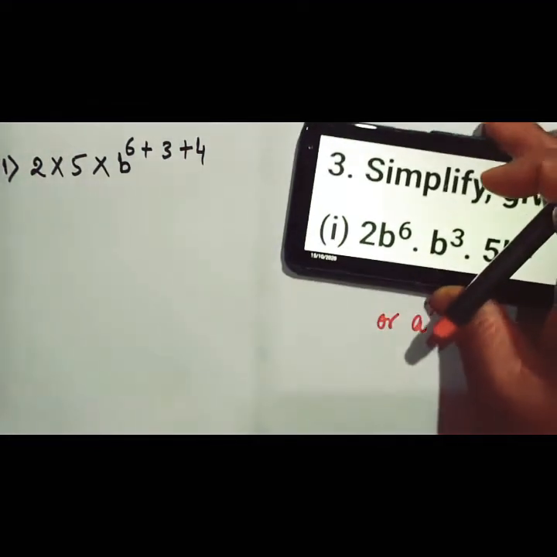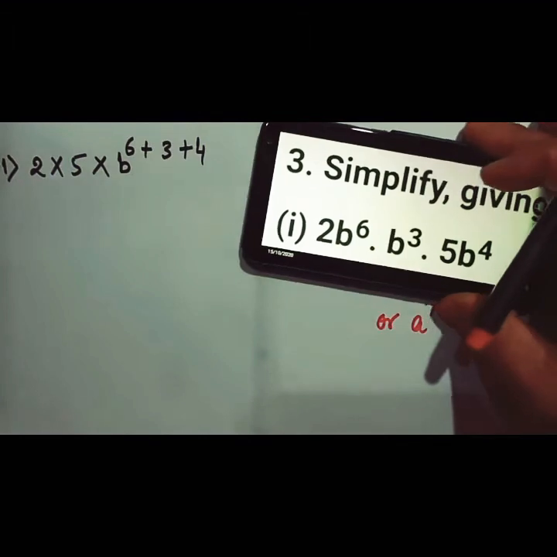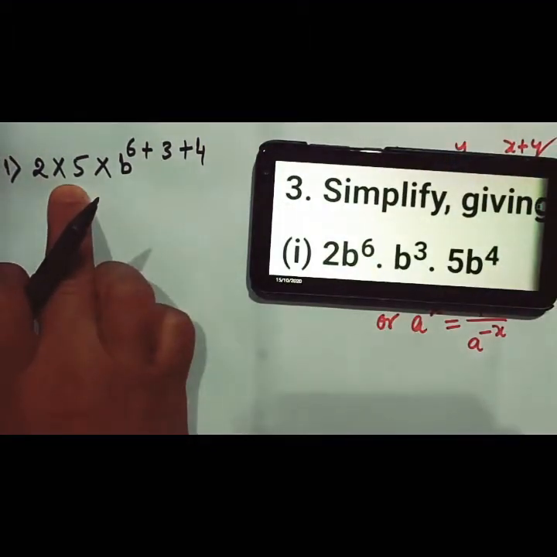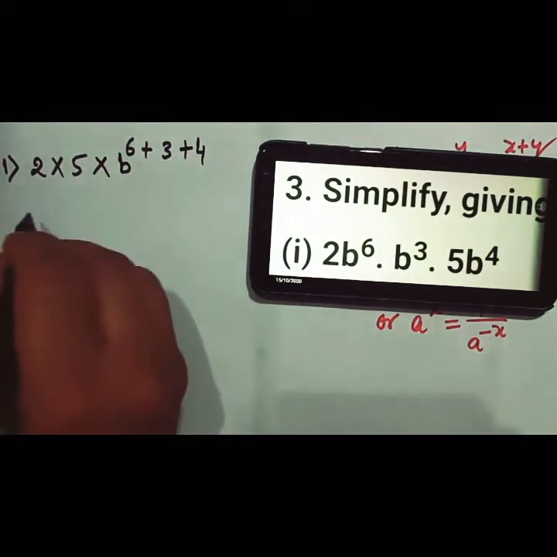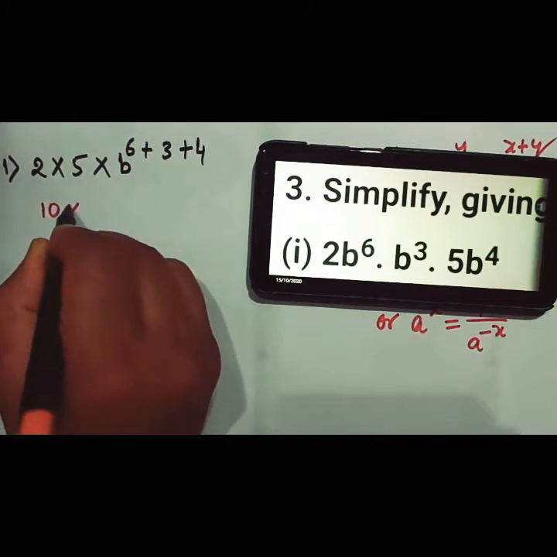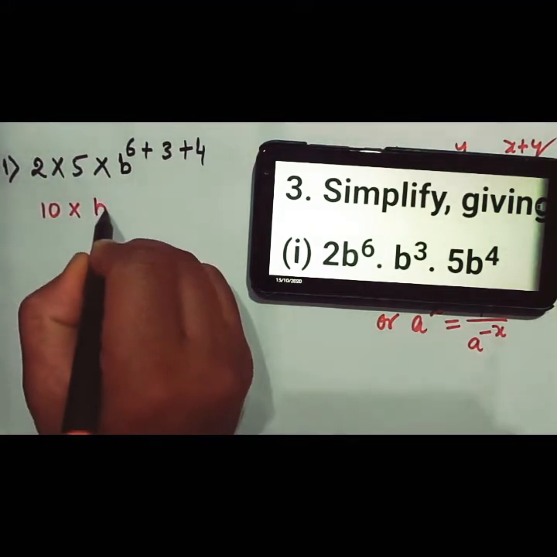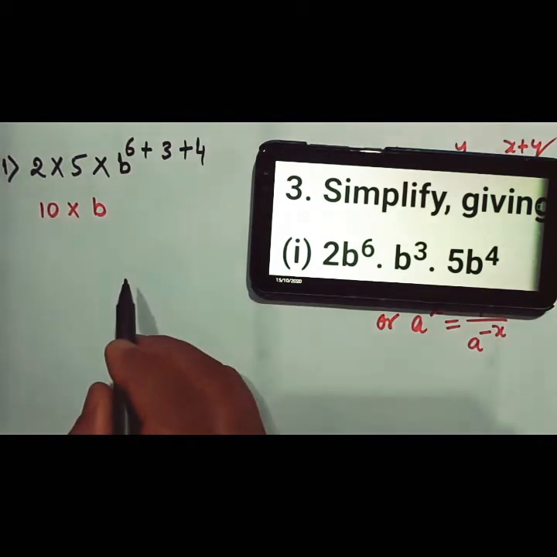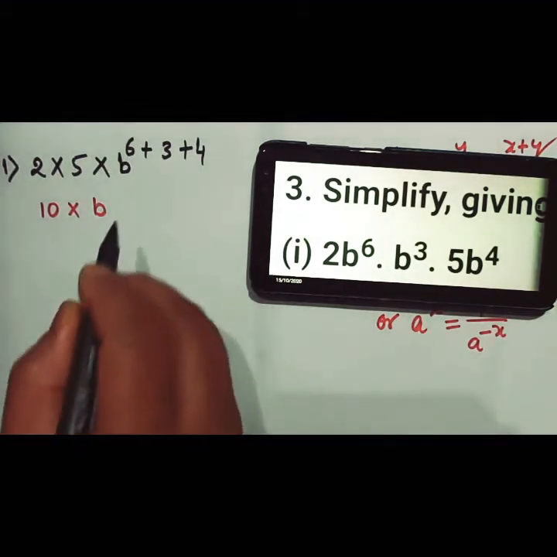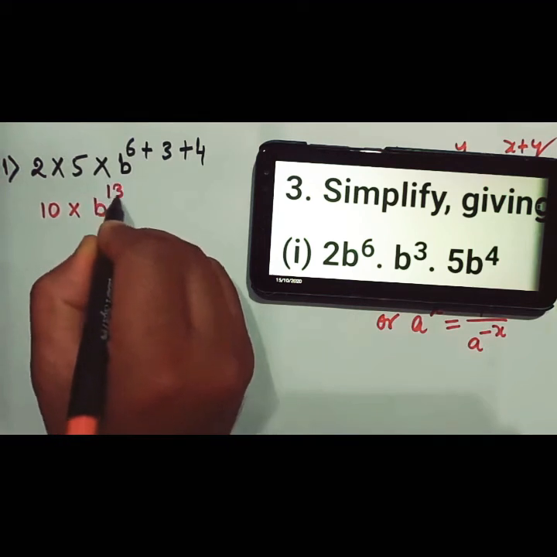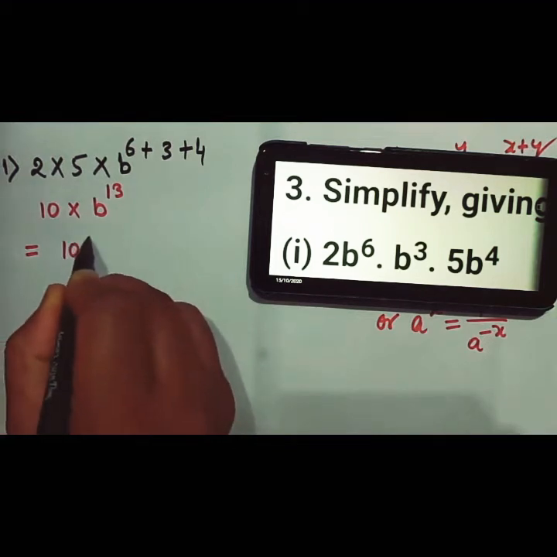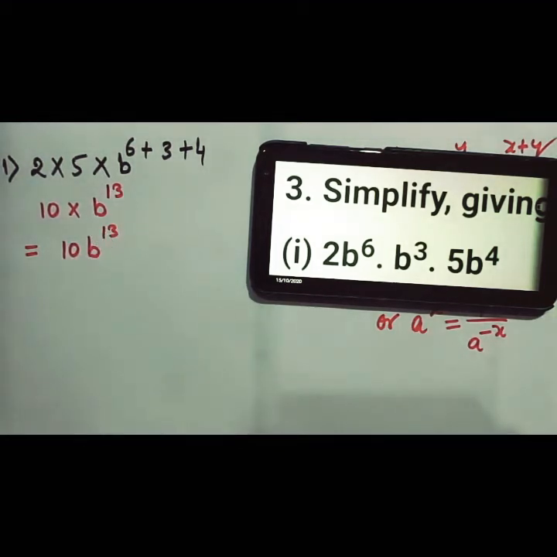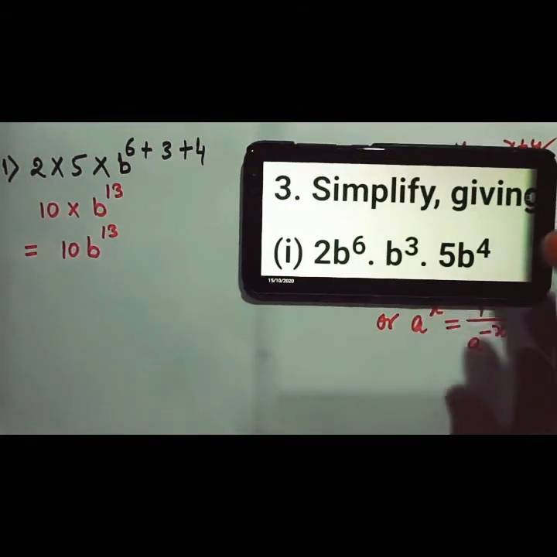Now let us look closely: 2 into 5 into b to the power 6 plus 3 plus 4 means 2 fives are 10, multiplied by b to the power 6 plus 3 is 9, plus 4 is 13. So I have got the simplified form as 10 b to the power 13. No issues over here. Now let's concentrate on the other one.